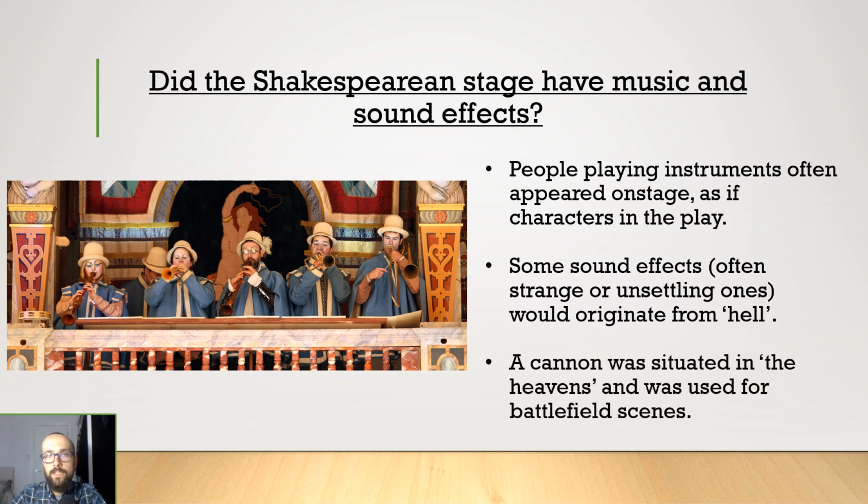Now this cannon was used during battlefield scenes to recreate the sound of fighting, and was also used to recreate the sound of thunder. Interestingly, it was because of this cannon that the original Globe Theatre burned down. It misfired during a performance of Henry VIII and set the wooden beams and thatching alight, and the whole theatre quickly went up in flames. Oh dear.